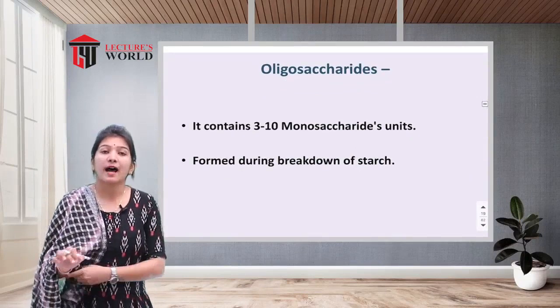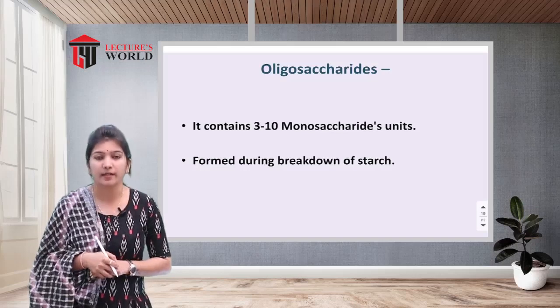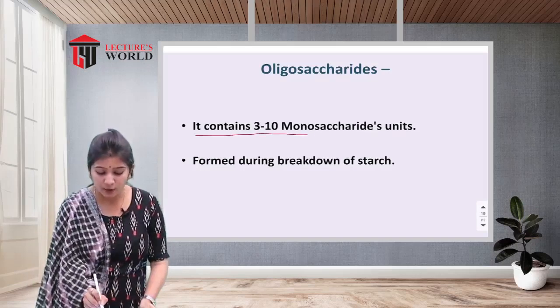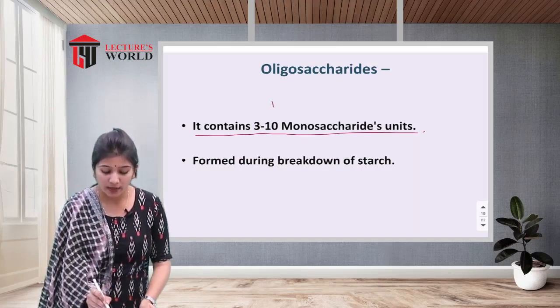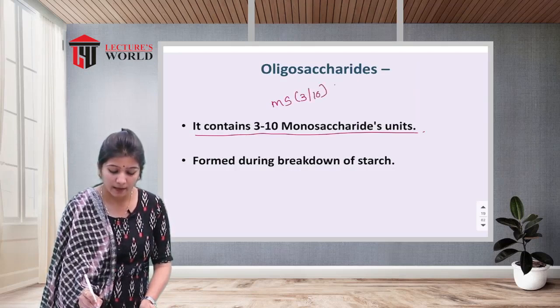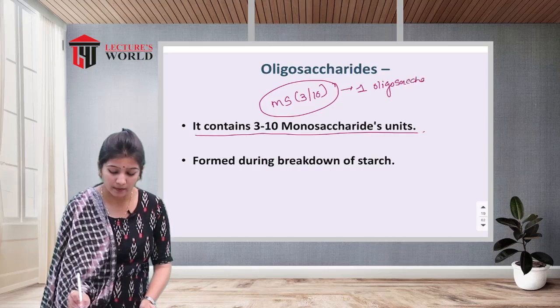And this is the last type of simple carbohydrate, that is oligosaccharides. Oligosaccharide means it contains 3 to 10 monosaccharide units, and like this they make one oligosaccharide.